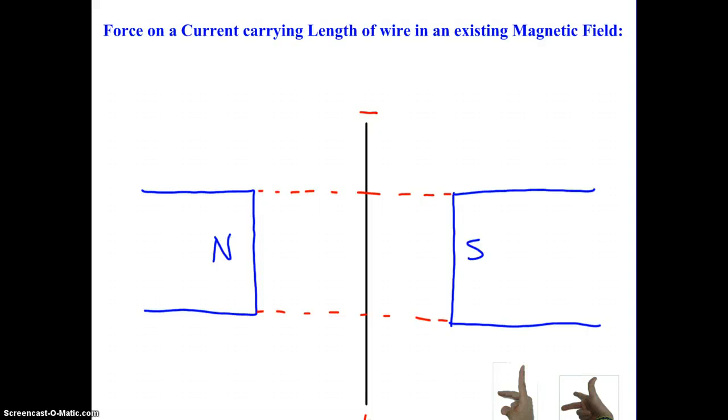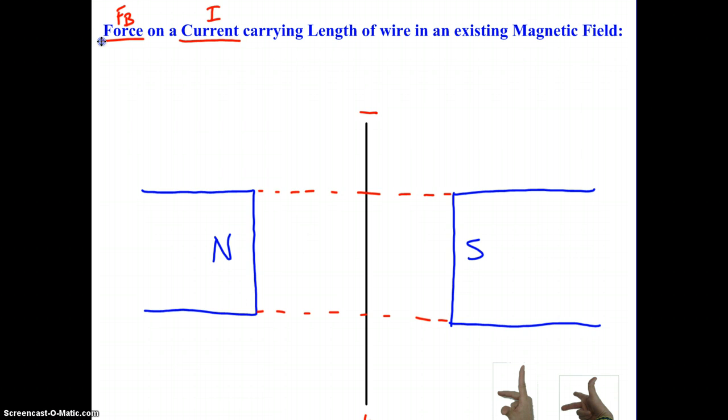Welcome to Electromagnetism Part 3. In this video, we will determine the magnitude and direction of the force on a current carrying length of wire in an existing magnetic field. So the force is the force due to the magnetic field. So we'll start and label that FB.